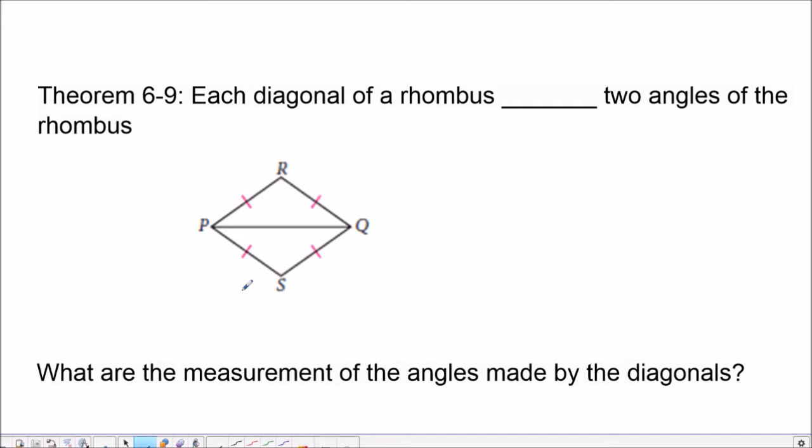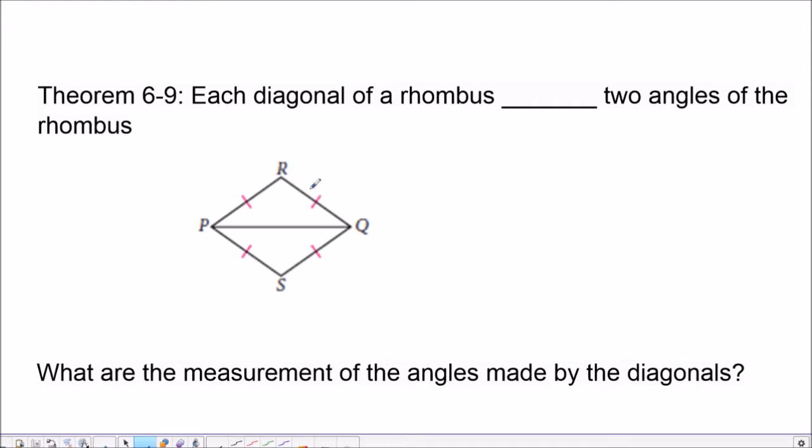We're going to talk about some facts that we have, some examples, and we're going to see how those are often used to challenge you. Okay, so 6-9, that's just a reference to the textbook that we have. Each diagonal of a rhombus bisects the two angles of the rhombus. So let's take a look at this picture down here and see if that helps us understand what that's talking about.